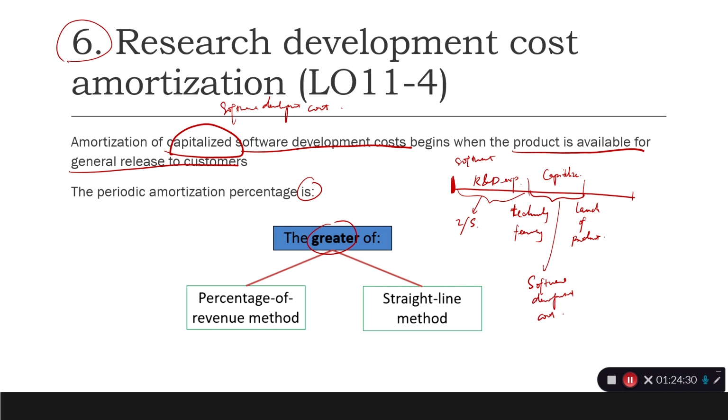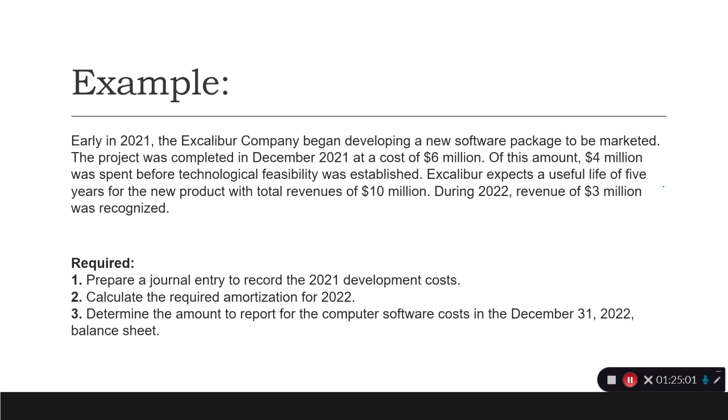cost. And this cost can be amortized over the period between the launch of the product and however many years you think you need to sell this product. Each year's amortization expense compares the percentage of revenue method with the straight line method, and whichever one is bigger is used. Okay, so let's look at this example.